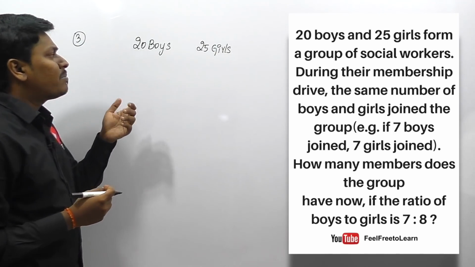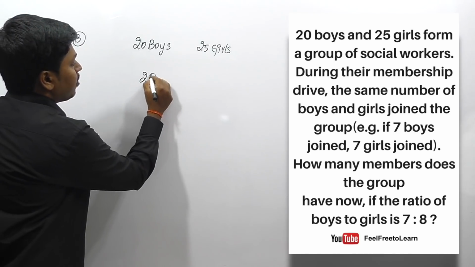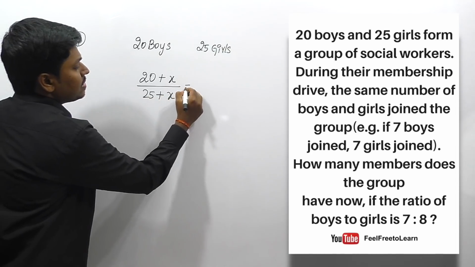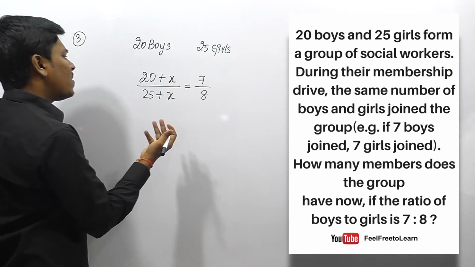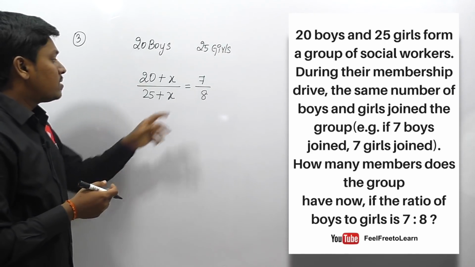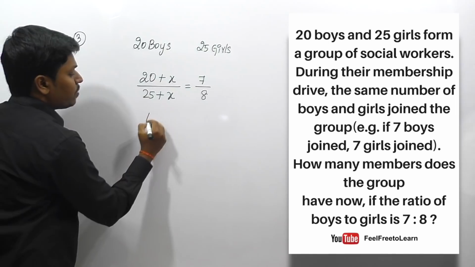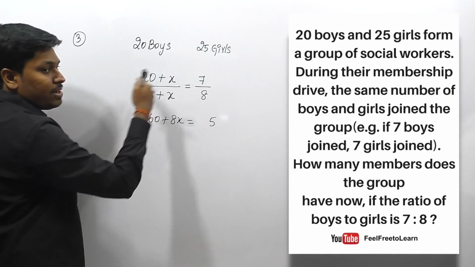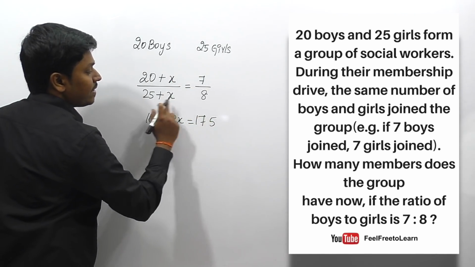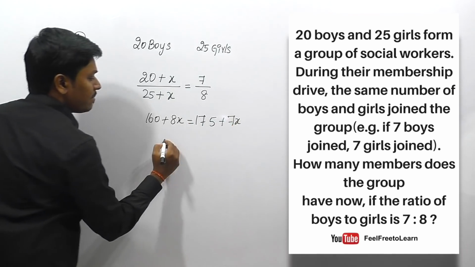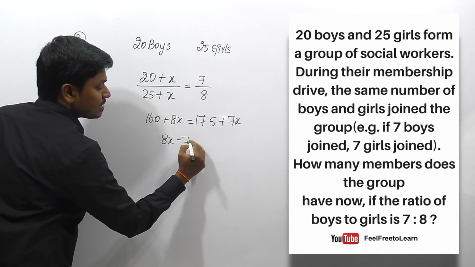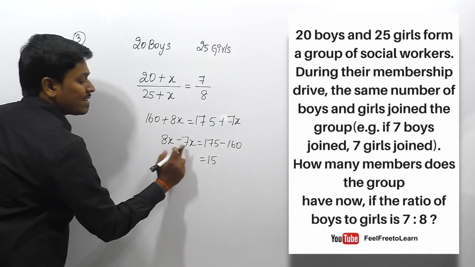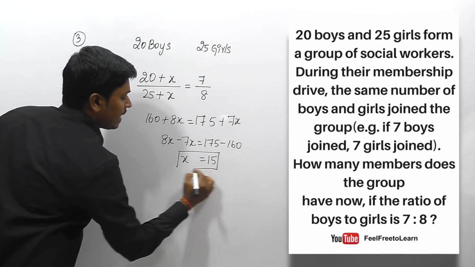I think this question looks like problems on ages, because listen here friends, 20 boys, some boys are added, right? Similarly 25 girls, again some girls are added, right? So this becomes a ratio 7/8. If we solve this, we can find the total members in the group. So when we cross multiply, 8 into 20 will be 160 plus 8x is equal to 7 fives are 35, 7 twos are 14 plus 3 will be 17, so 175 plus 7x. So this can be written as 8x minus 7x is equal to 175 minus 160. So this will be 15, and 8x minus 7x will be x. So finally we got x is equal to 15.